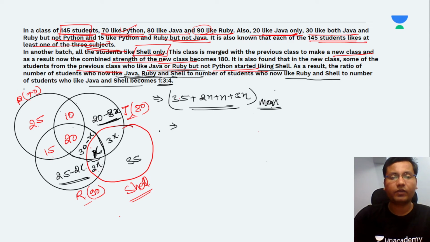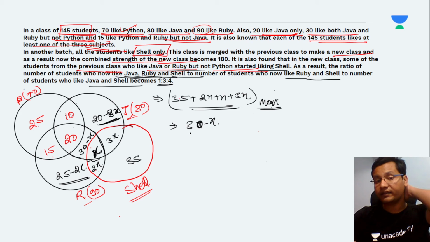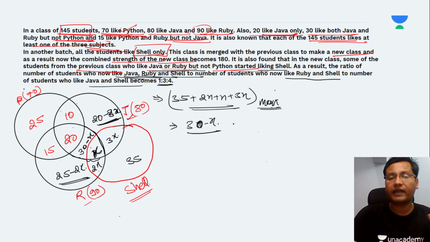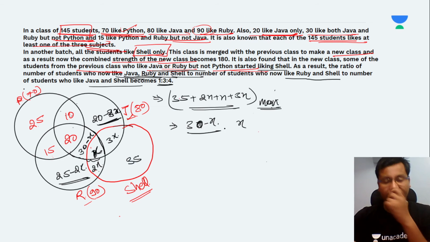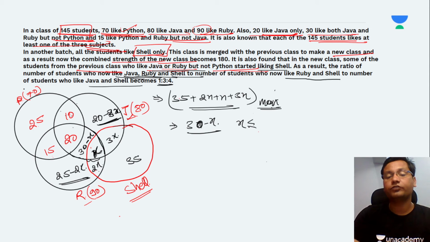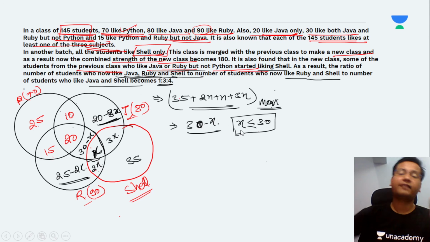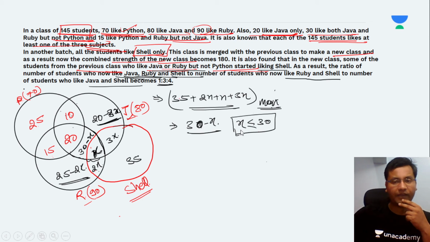Okay, so this is what? This is 30 minus x, 30 minus x. That means what? This number has to be an integer, and that means what? Can I say x should be less than equal to? मतलब कम से कम 30 तो होना ही चाहिए. x का value बोल सकते हो? x का value, tell me guys.